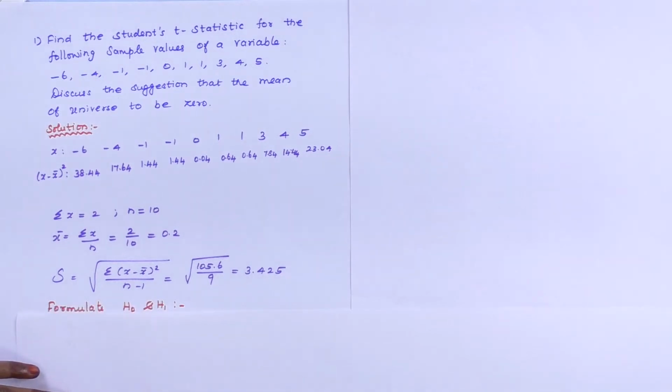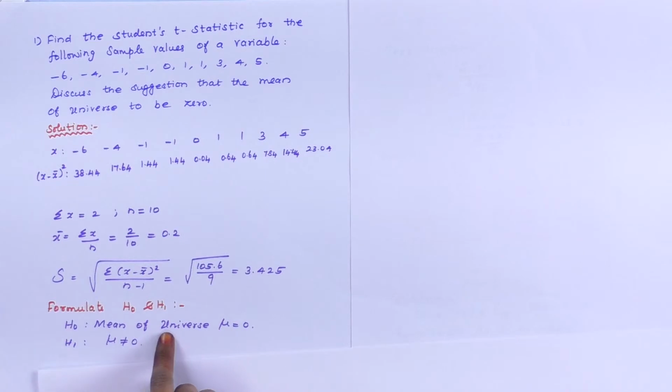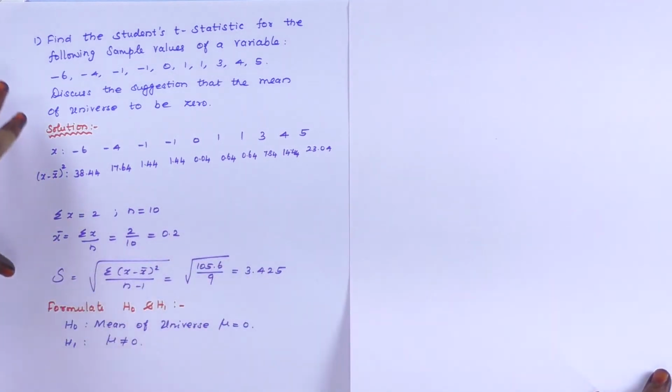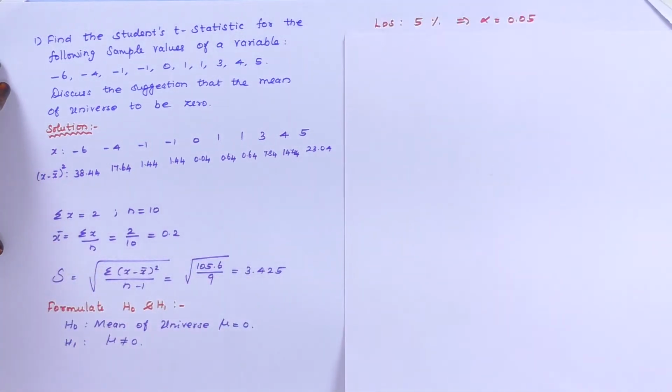H0 is mu equal to 0, that is the mean of the universe. H1 is mu not equal to 0. Next we set the level of significance. Here we assume the level of significance is 5%, alpha is equal to 5%, and then we calculate the test statistic.